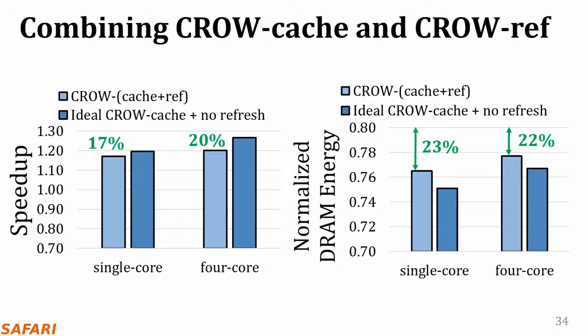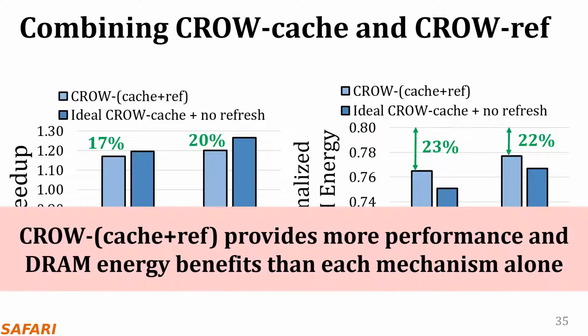The mechanisms perform well when combined with 8 copy rows per subarray because neither of the mechanisms utilize all of the copy rows in many cases. For example, as I have shown previously, it is very unlikely to have too many weak rows in a subarray, so CrowRef does not make use of the majority of the copy rows. We conclude that CrowCache and CrowRef further improve system performance and DRAM energy when combined.